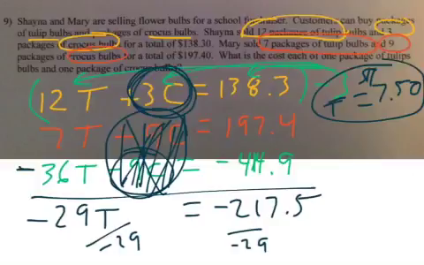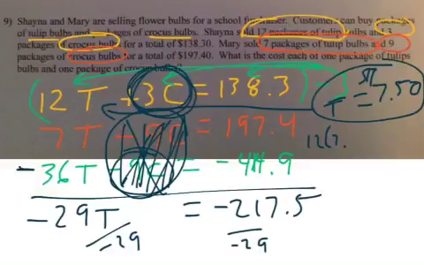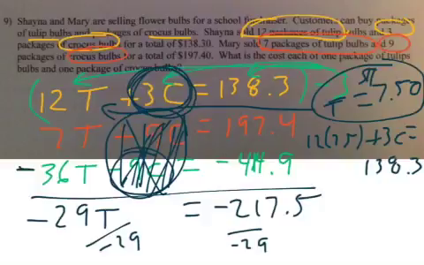Now, $7.50. So now all I need to do is plug that back in for T right there, right? So I'm going to do 12 times the 7.5. I'm going to add 3C to that. And I know somehow that's going to be 138.3. Sorry, I'm running out of room here, guys. I think I'll go to green now.